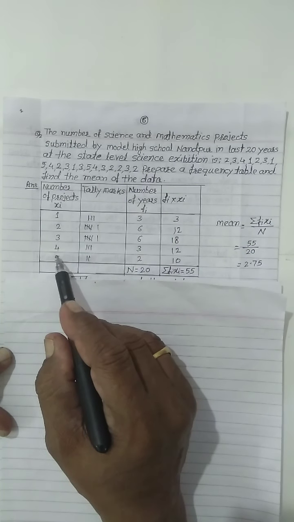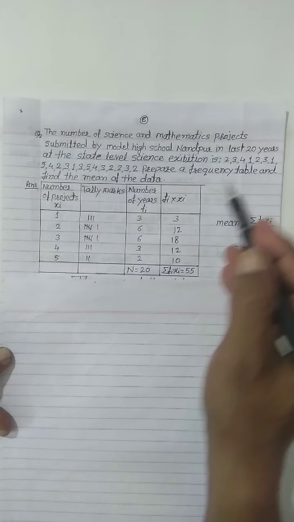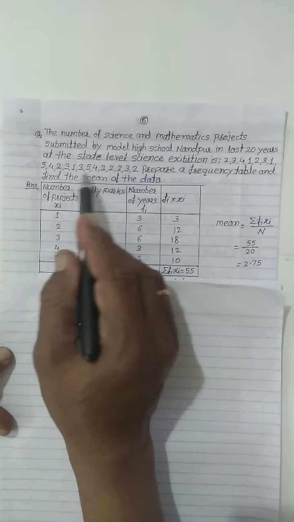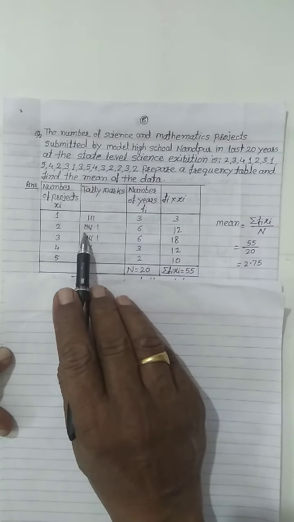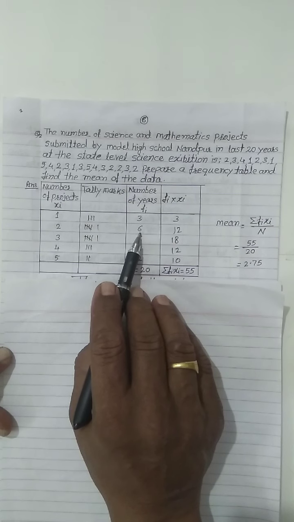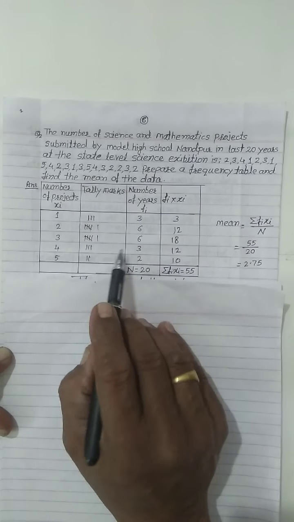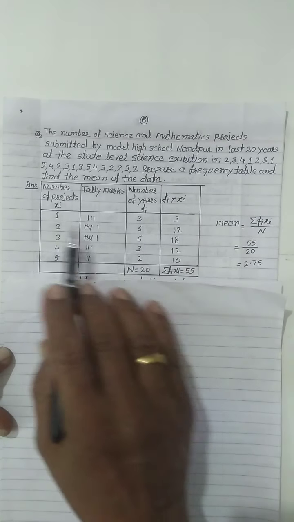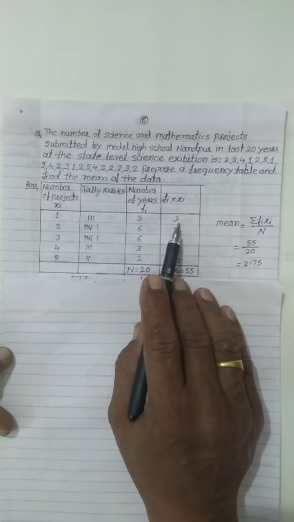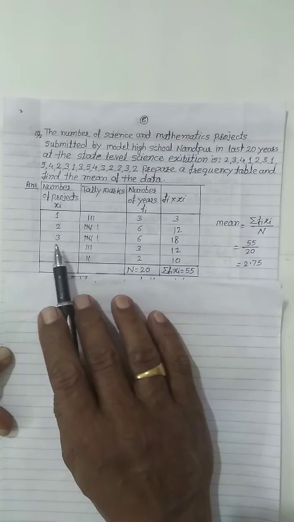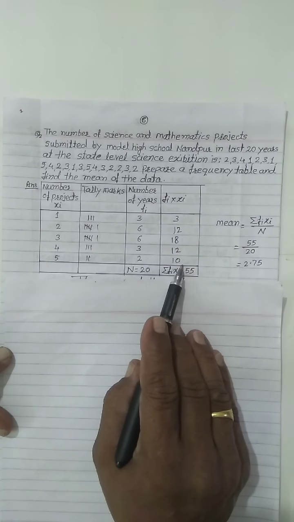Then 4 appears in this data 3 times, so write 3 lines. Then 5 appears 2 times, so write 2 lines. The frequencies, the number of years, are 3, 6, 6, 3 and 2. Then the product xi fi: 1 into 3 is 3, 2 into 6 is 12, 3 into 6 is 18, 4 into 3 is 12, 5 into 2 is 10.